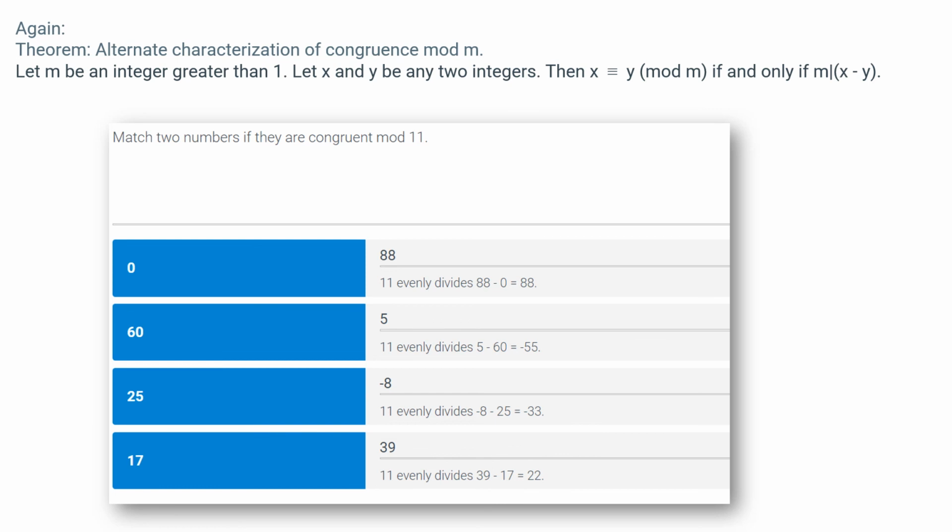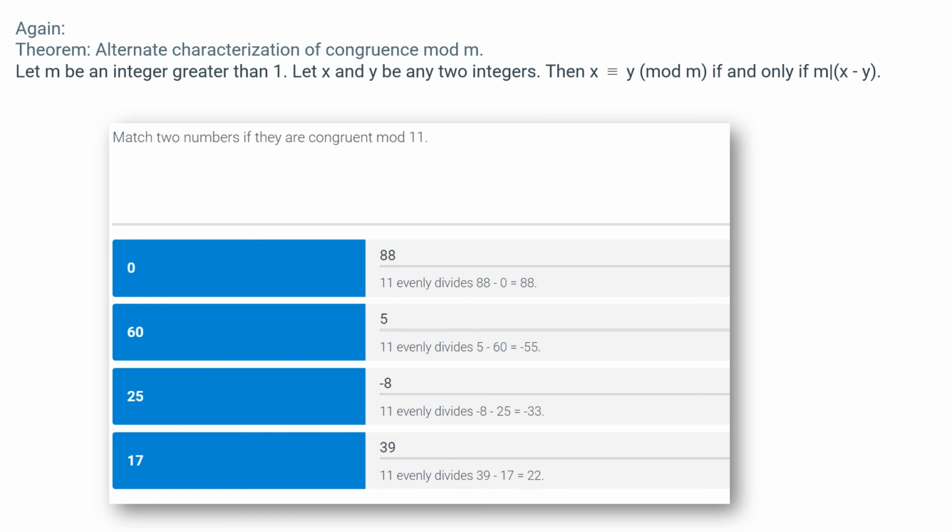So whatever I started with, blanks either on the left or blanks on the right, I would drag the number over to match the 0 and the 88 to have them on the same line, because we know they're congruent mod 11. Now, if I compare 60 and 5, I just find the difference. That'd be 55. Again, we know that's a multiple of 11. So we know those would go together on the same line.